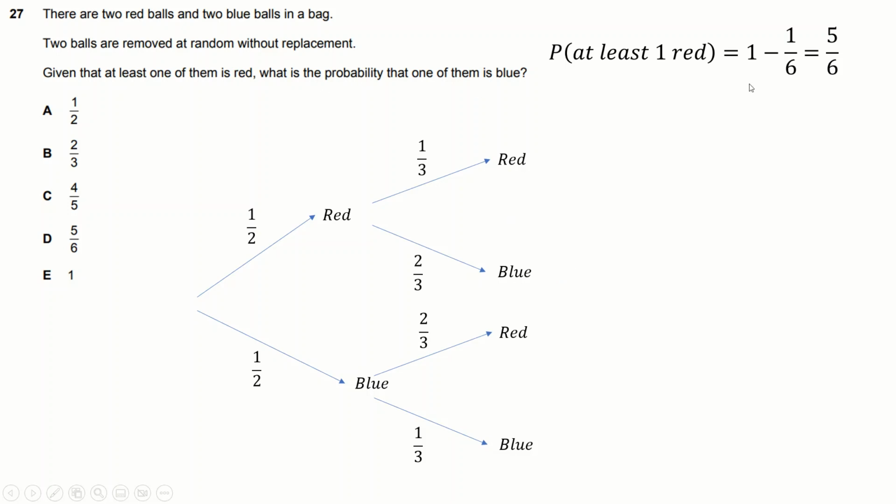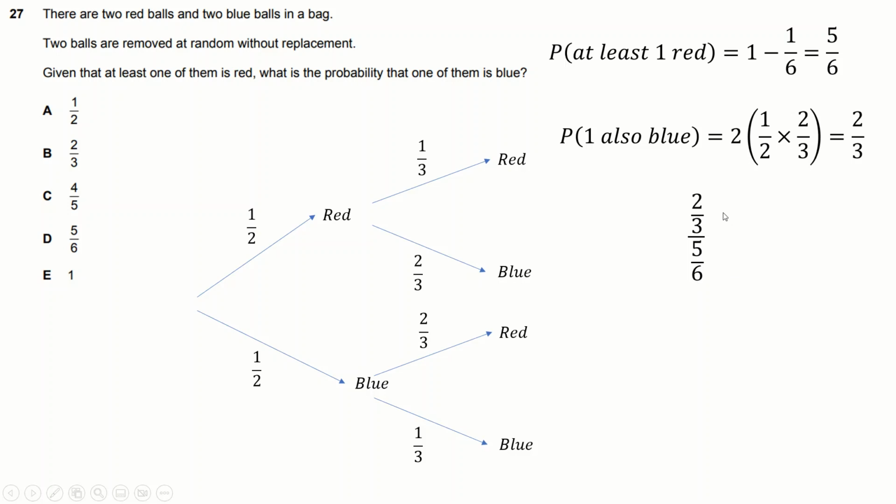Now, of the 5/6, so we can almost imagine this as our new total amount, because this is all we're interested in. Of that, how many have a blue? Well, either this branch, a half times 2/3, or this branch, a half times 2/3. So that's 2 lots of a half times 2/3, which is actually just 2/3, of course, so this cancels. And so our answer is this over that, 2/3 over 5/6. The 3 comes down here to make a 15.